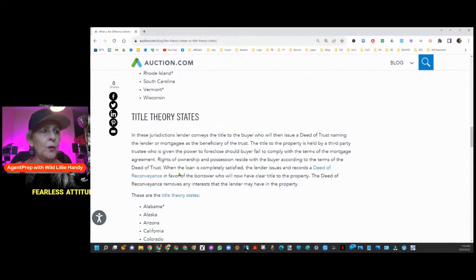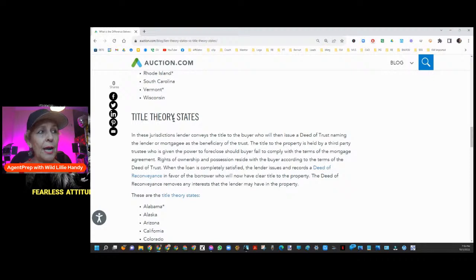So when the loan is completely satisfied, the lender issues and records a deed of reconveyance and a release of liens. So rights of ownership and possession reside with the buyer according to the terms of the deed of trust. So ownership and possession and enjoyment. And what's the other one, that they can prevent individuals from coming to their property, right? They have the bundle of rights, except to convey the title without informing the lender, okay? They can convey the title, but in a sale.